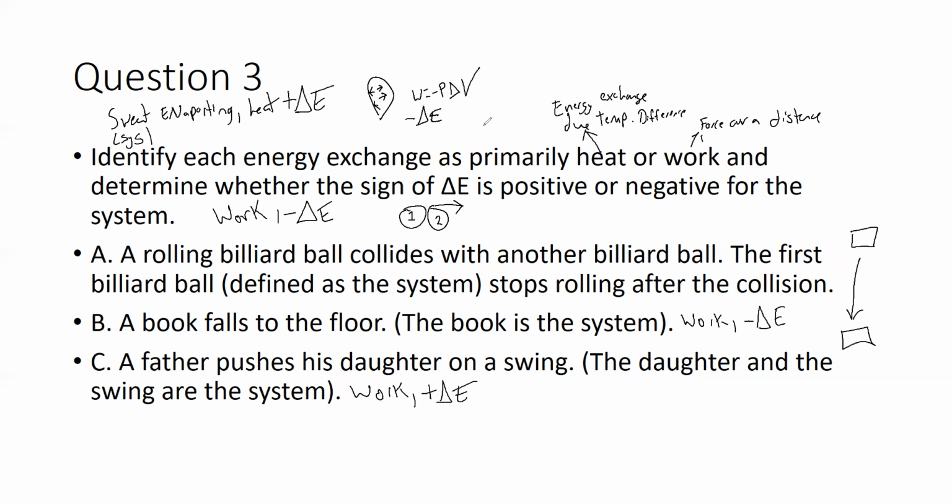Aqueous chemical reaction, warmed with an external flame. So if I have a chemical reaction and I'm warming it with fire, that's an example of heat because it's energy due to a temperature difference and fire is going in. So delta E is positive because the energy is going into it.